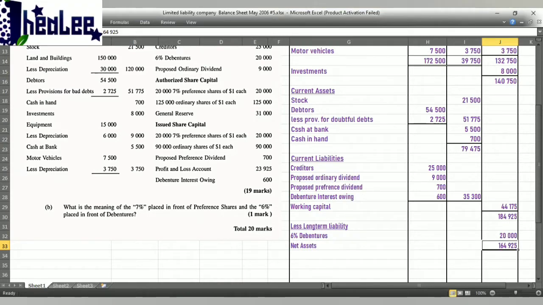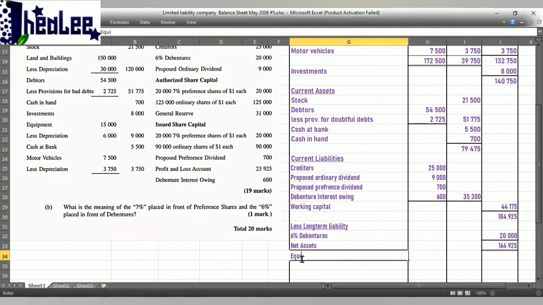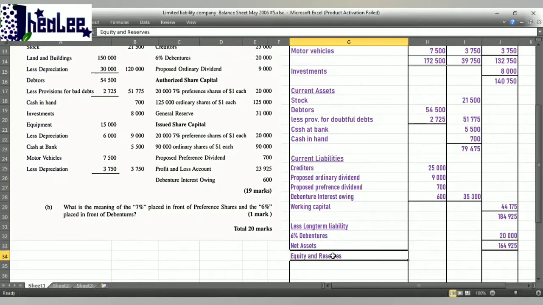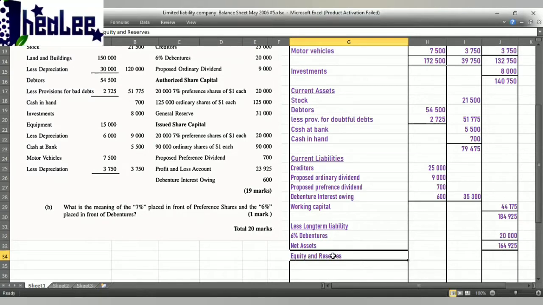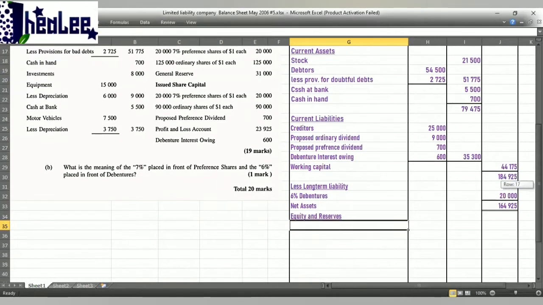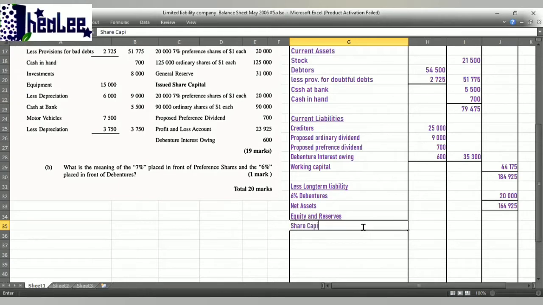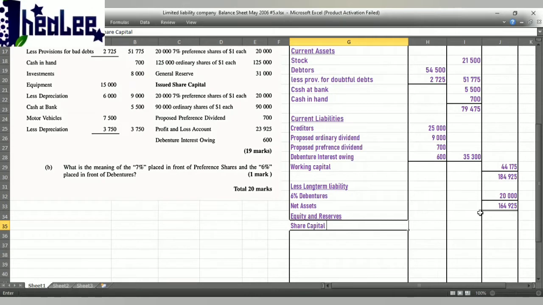So now we're able to move on to the equity and reserve section. So we're doing equity and reserves. Remember, equity is the very same thing as the capital right there. So that would be the share capital section. And here we go. We're going to start with our share capital, or you could call that equity.